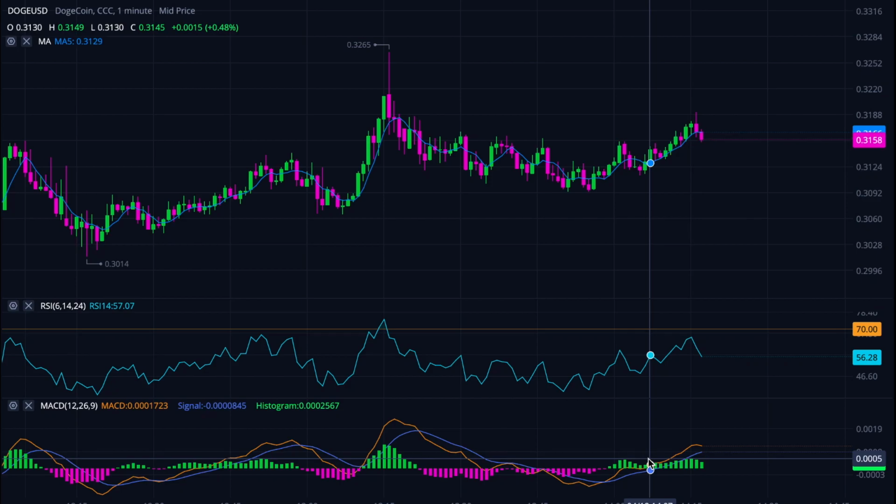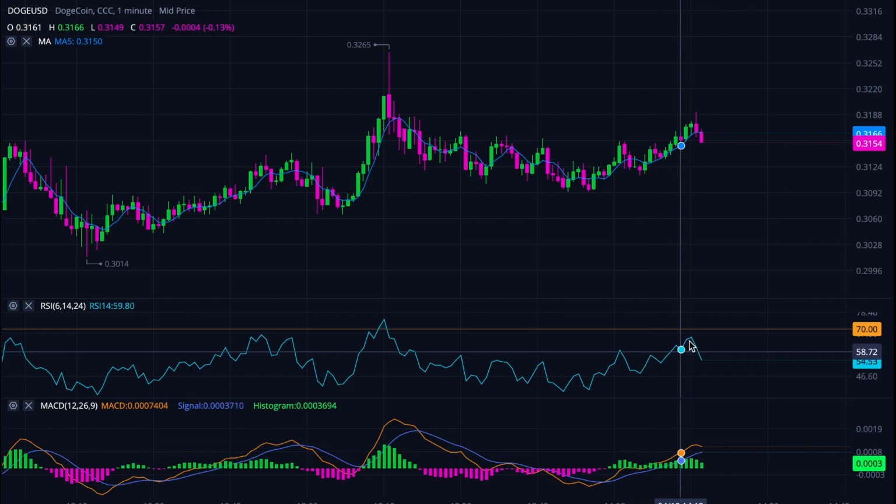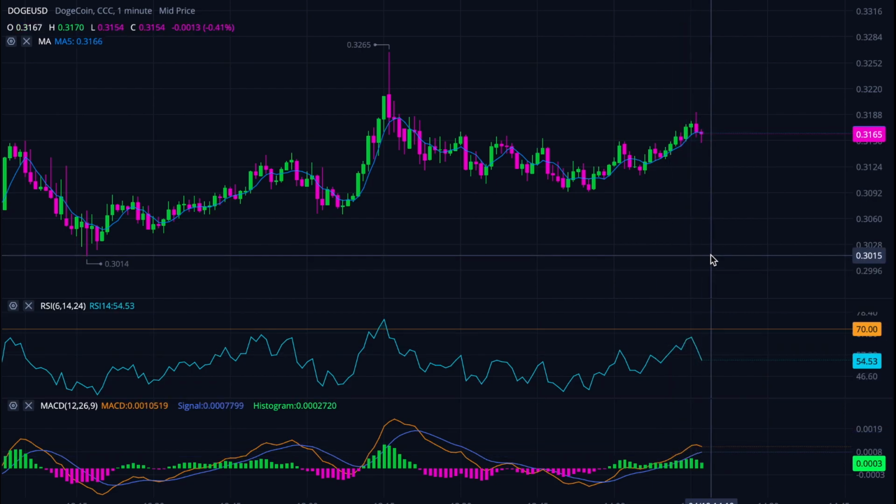Hey everyone, Dan here. Today we're going to talk about Dogecoin and how to analyze the chart and use it for entry and exit positioning.